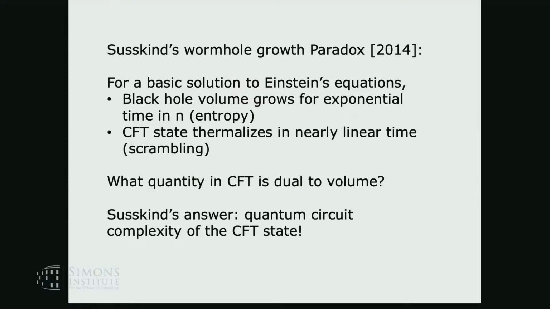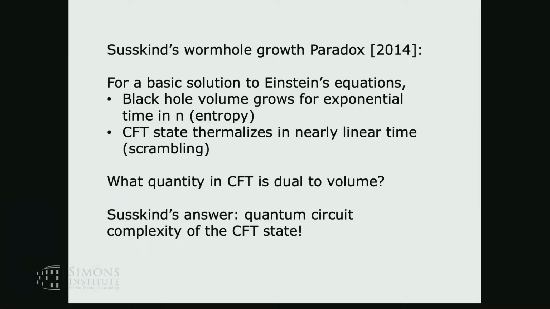Okay, so about 10 years ago, Lenny Susskind observed the following paradox. There's a certain kind of basic solution of Einstein's equations for which he could show that, on the one hand, the volume of the black hole, it's a certain kind of black hole, grows for an exponential amount of time in n. Here n is the entropy of the black hole, so it's some measure of complexity for the black hole.